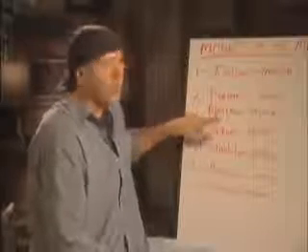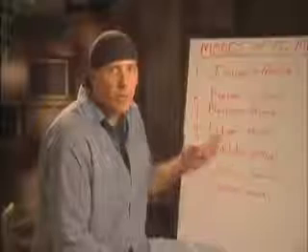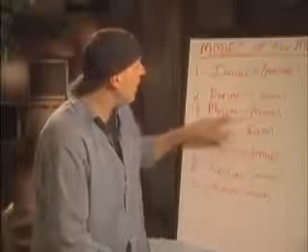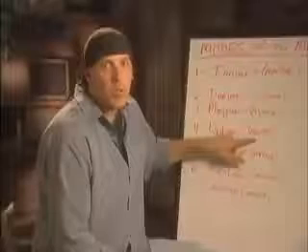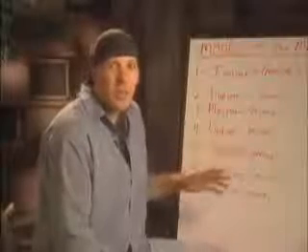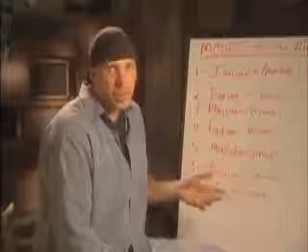Phrygian. So you memorize the third mode in any major key is Phrygian. Third, Phrygian, and memorize it as minor. The fourth mode is Lydian, and Lydian's a very major mode. In fact, it's almost the same as a major scale, except that it has a sharp 4.